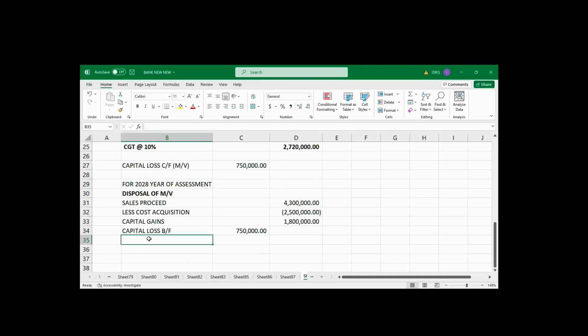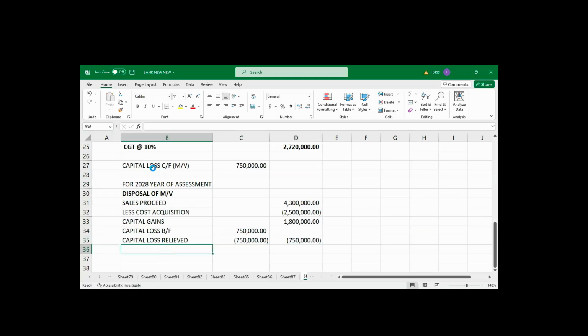So you now say capital loss relieved. How much am I going to relieve? My capital gain, is it going to absorb all the loss? Yes, I can relieve everything.